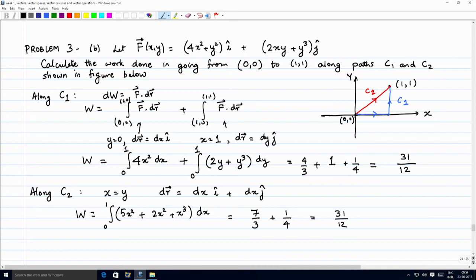Now you could have actually predicted that in this case the work done would have been the same, because if you take dou f x by dou y, this gives you 2y, which is same as dou f y by dou x. If you take the derivative of this part with respect to x keeping y constant, you will just get 2y. So in this case work would have been path independent.